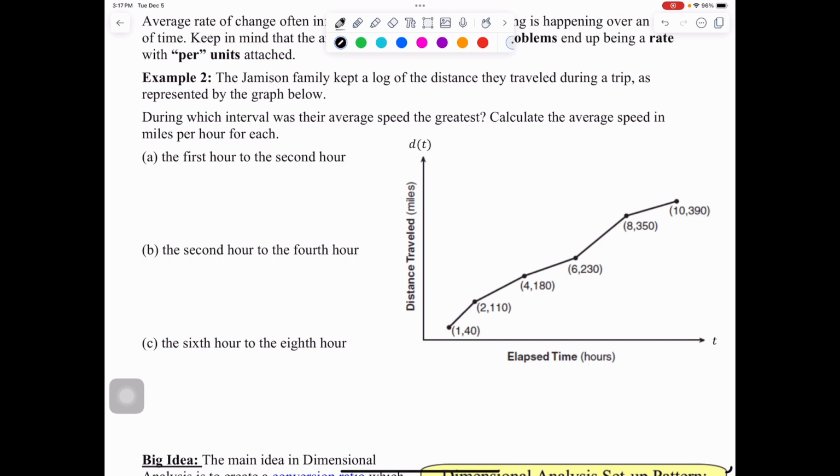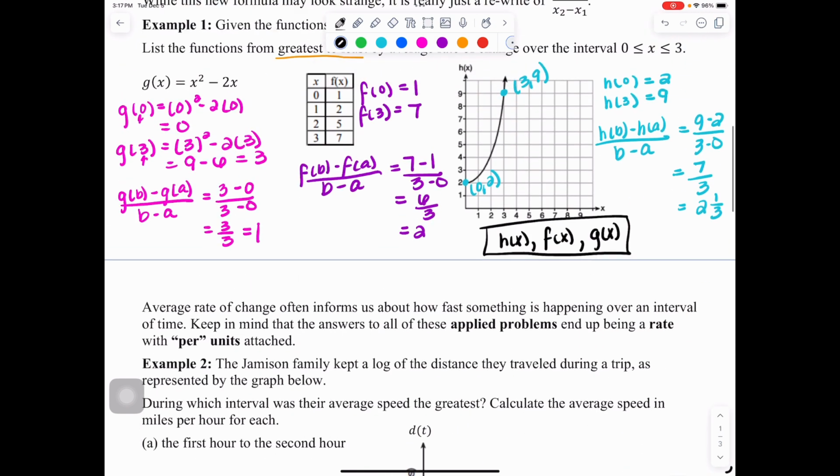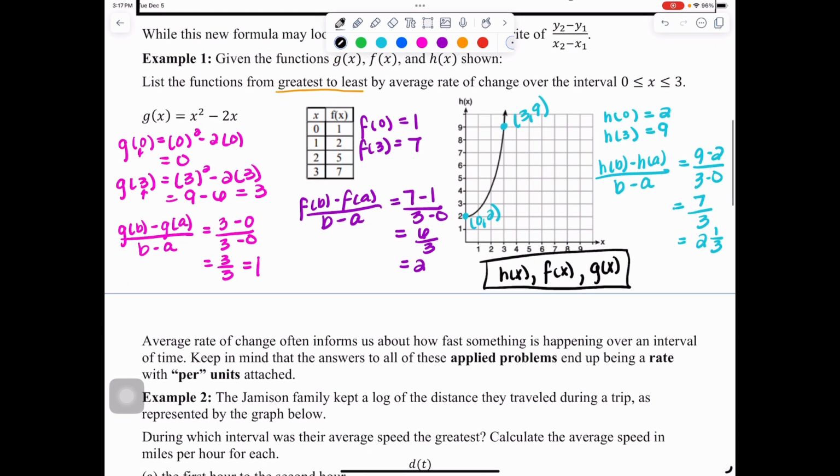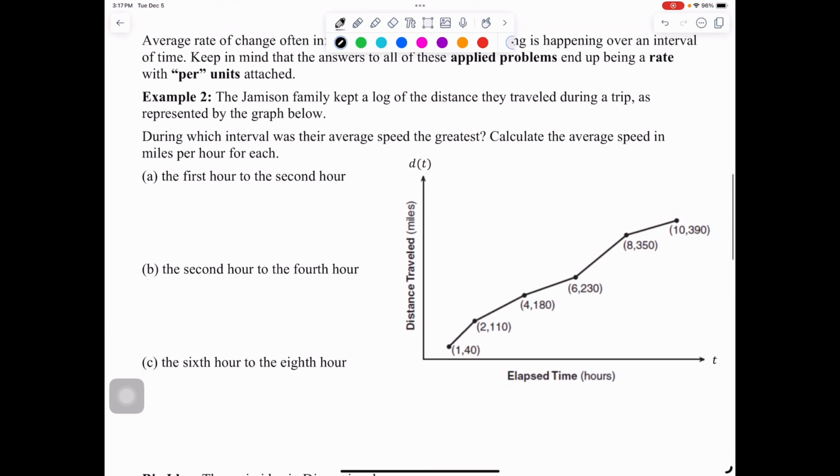So as you can see, this is not linear. This isn't a constant rate of change, and you could even tell that with these back here. That's why we're finding the average rate of change. We're just finding it for particular intervals. So the first one wants us to go from hour 1, the first hour, to the second hour. So we have to find d of 1, and we also have to find d of 2. So in the first hour, if we look at the graph, the coordinate 1, 40, an input of 1 had an output of 40. D of 2, an input of 2 had an output of 110.